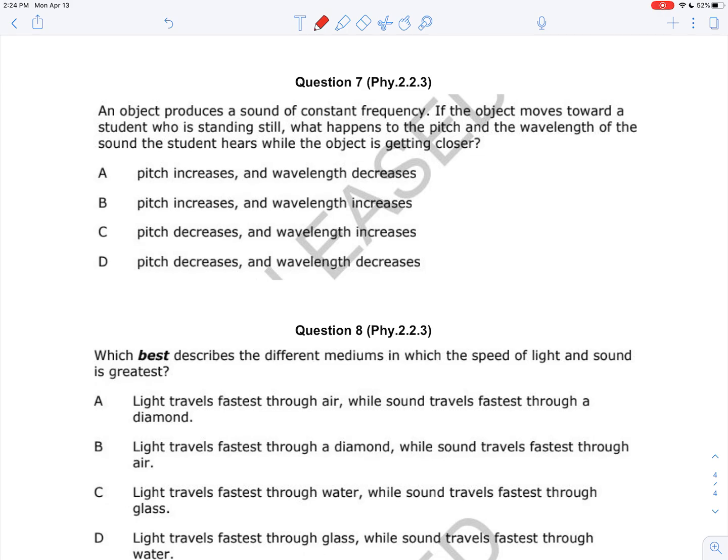Right, number 7. This has got to do with the Doppler effect. So an object produces a sound of a constant frequency, and there's an observer that's hearing that sound. If there's a relative motion between the thing making the sound and the observer, what's going to happen is these sound waves are going to bunch up. So the frequency is going to go up. Frequency and pitch are basically the same thing. So frequency is going to go up, the wavelength is going to get shorter.